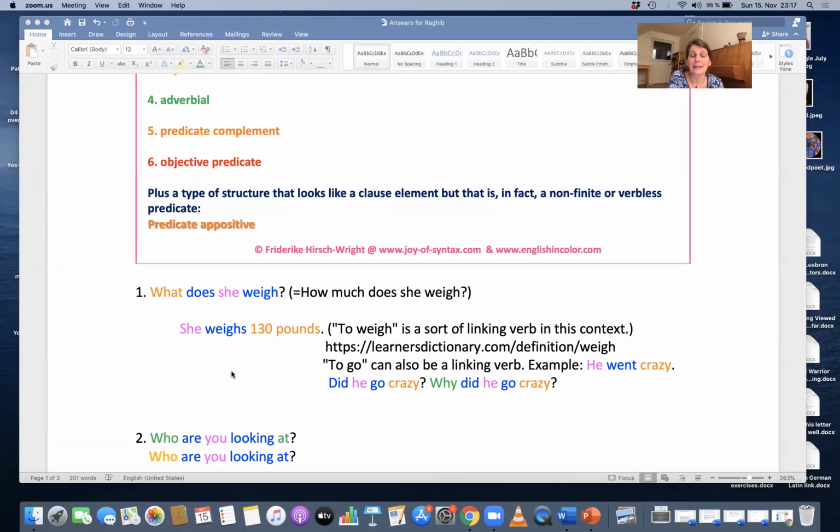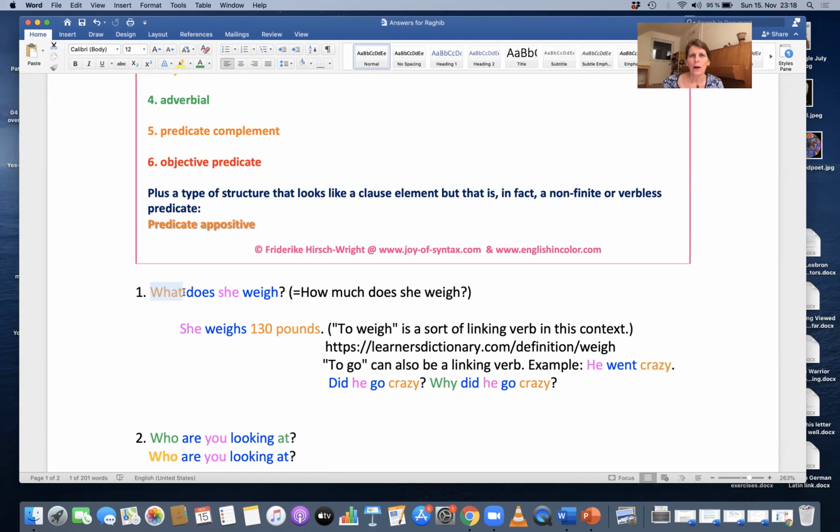Now, when I ask about this, how much does she weigh or what does she weigh, then I'm actually asking for this. So I will simply turn this into a question and I will see that the what asks for the predicate complement. So it is actually the predicate complement in question form. I hope that makes sense.